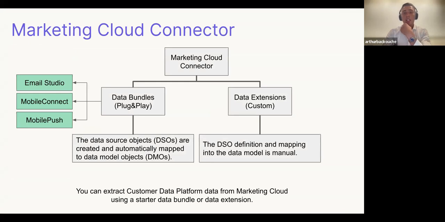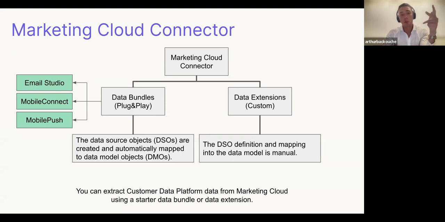So what is inside the Marketing Cloud connector? Basically, once you set up your Marketing Cloud connector, you will have two possibilities. First possibility is I want to connect Marketing Cloud to Data Cloud, and I want to use some data bundle. To me, the easiest way to explain what a data bundle is, is a plug and play module. I don't want to go too complicated. I just want to pull the main data from Marketing Cloud into Data Cloud. I use a data bundle.